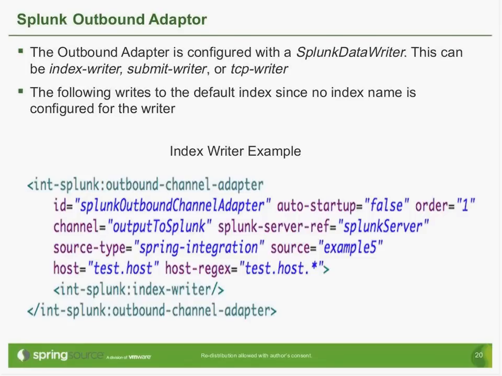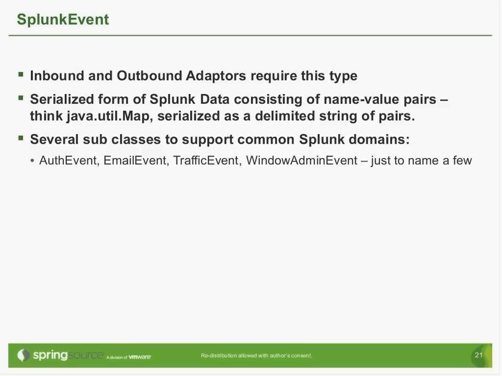Again, the inbound and outbound adapters all require a certain type of payload. It's expected to be a Splunk event. That's a class provided in the Spring Integration Splunk library, and a Splunk event basically encapsulates name-value pairs. You can think of it as holding a map internally. That map gets serialized as a delimited string of pairs that Splunk will be able to parse. So very simple, but useful.